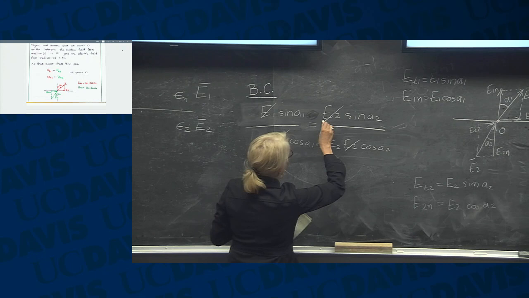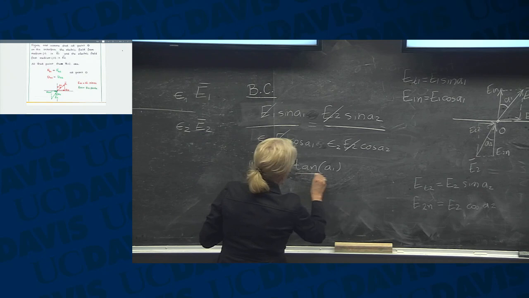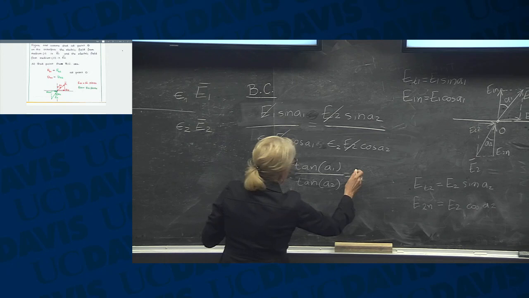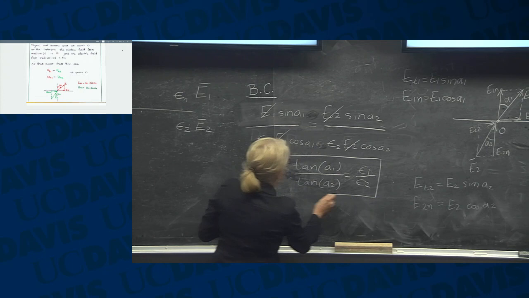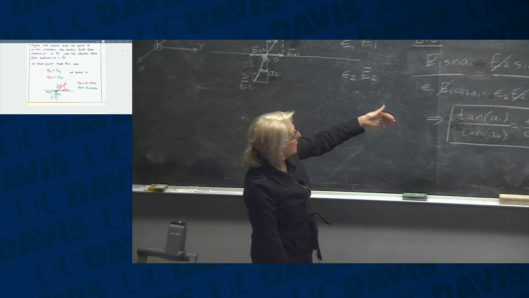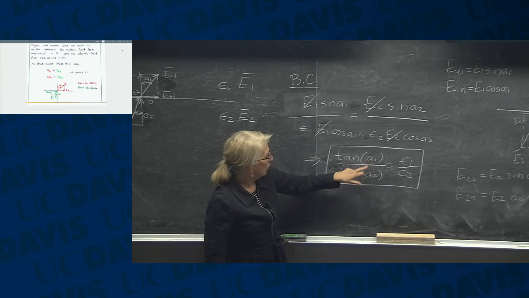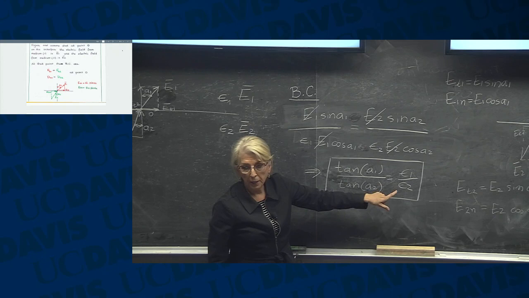And that gives me the refraction equation, which is tangent A1 divided by tangent A2 equals the ratio of epsilon 1 over epsilon 2. And we'll see that also later when we have plane waves and so forth. But this is the fundamental relationship that tells us that on a dielectric-dielectric interface, the two angles have to be related to the ratio of epsilon 1 and epsilon 2 through this one.